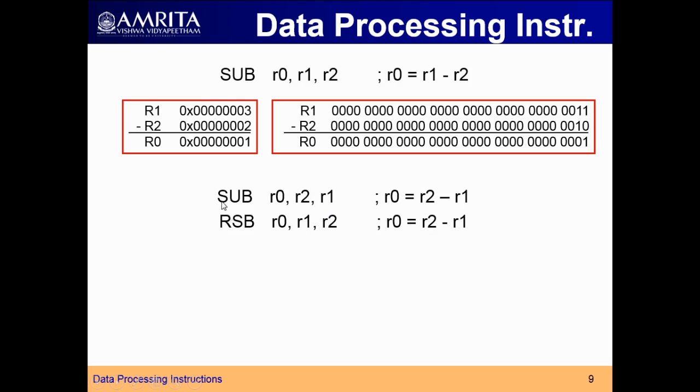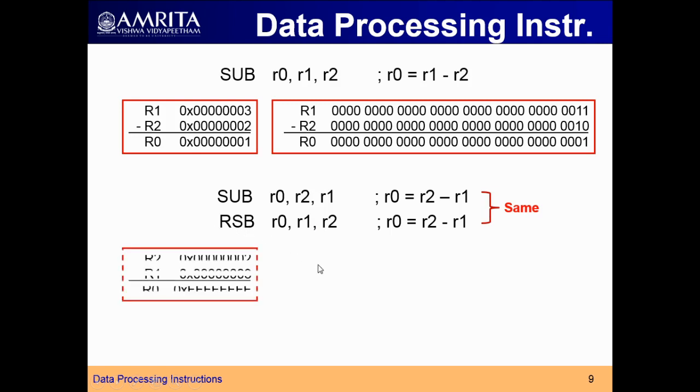So instead of writing SUB R0, R2, R1, you can do the same operation by using reverse subtract: RSB R0, R1, R2. What does it mean? R0 equals R2 minus R1. Both the instructions are the same. Whenever you want to reverse the order of subtraction, you can use reverse subtraction.